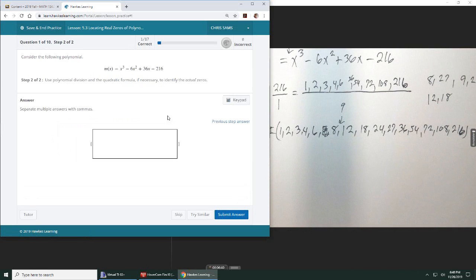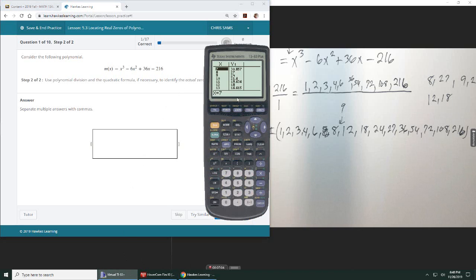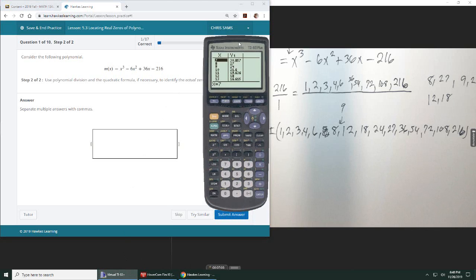List all of them. Now we're going to use polynomial division and the quadratic formula if necessary to find the actual zeros. Okay, so we're going to use synthetic division to find the actual one. Now, we don't want to go through and try all of these numbers. You've got positive and negative 1, 2, 3, and so forth. A lot of numbers to try, okay? So we can guess and check, or I would rather you use the calculator, and we'll show some methods if you have to do it by hand a little bit later.